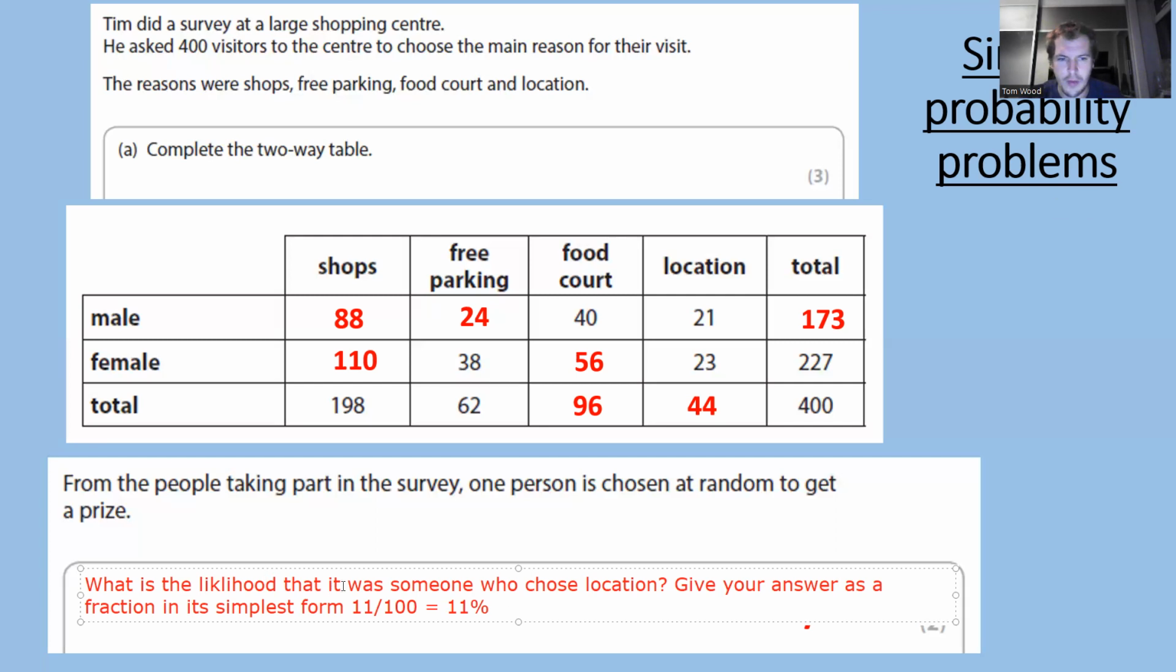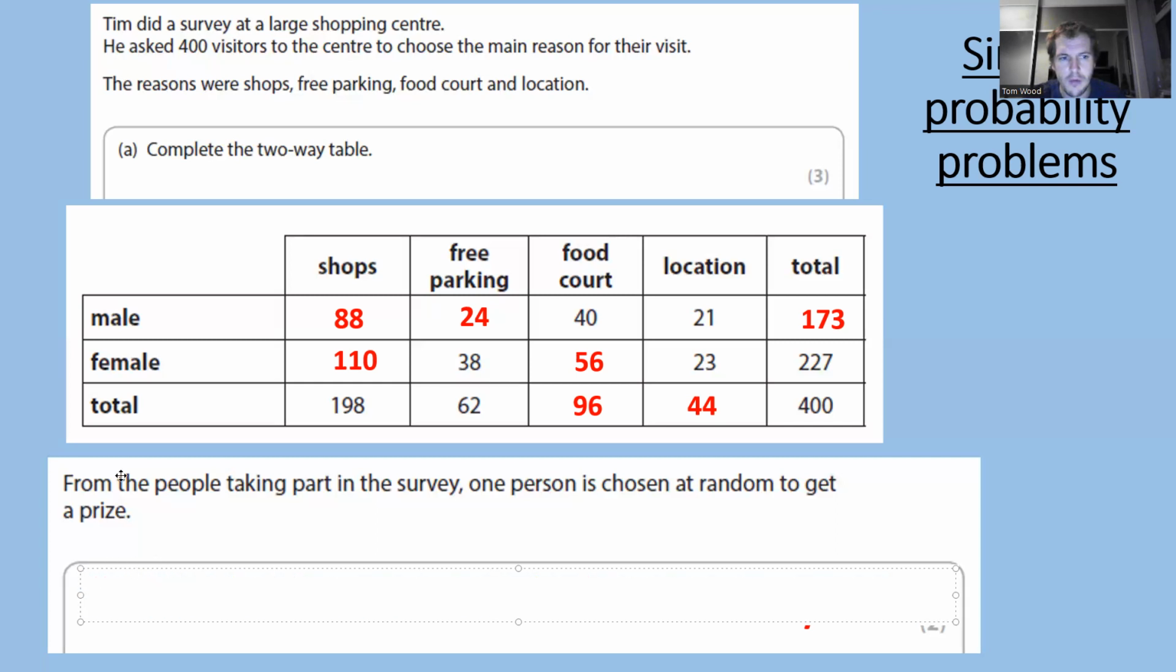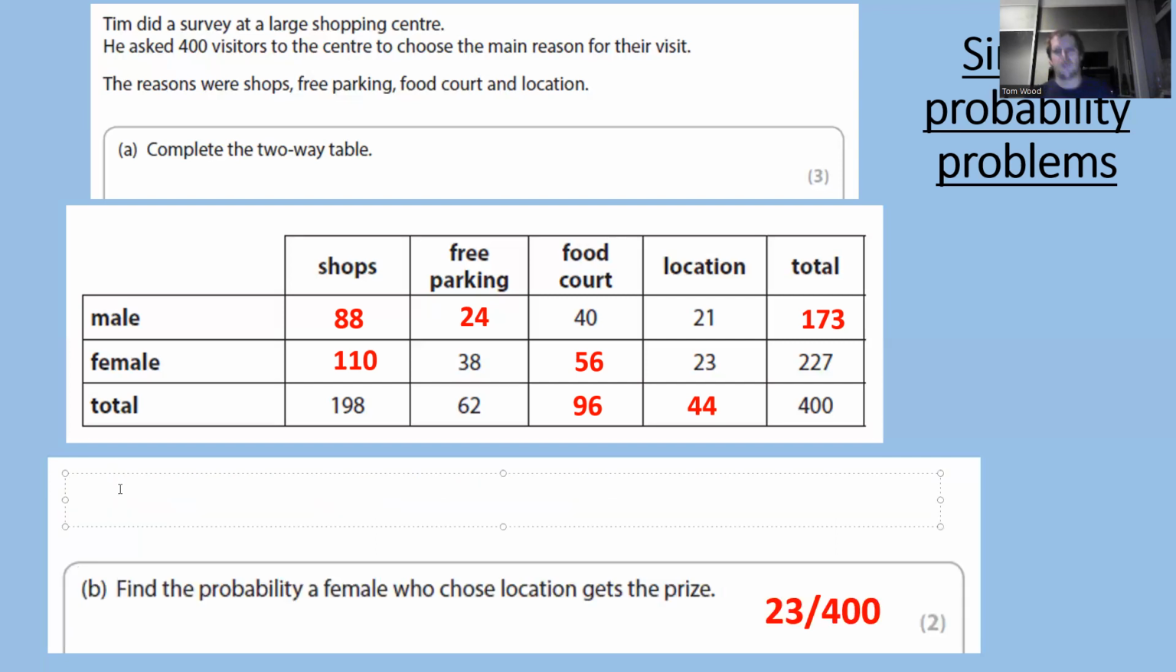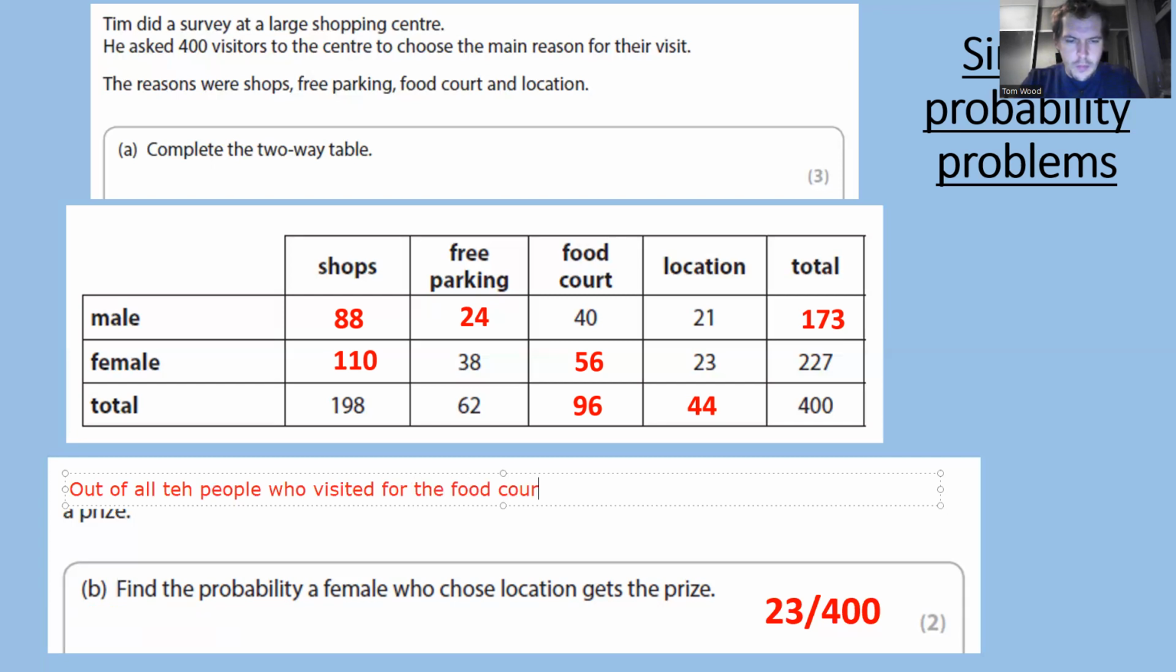Okay, we're going to modify this a little bit. We're going to go up and change it just a little bit. You'll notice now I'm covering up this piece of information as well. So what I now want to know is, out of all the people who visited for the food court, what is the chance that a male is chosen at random?